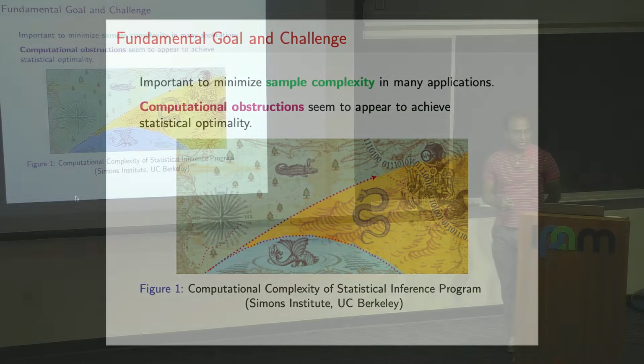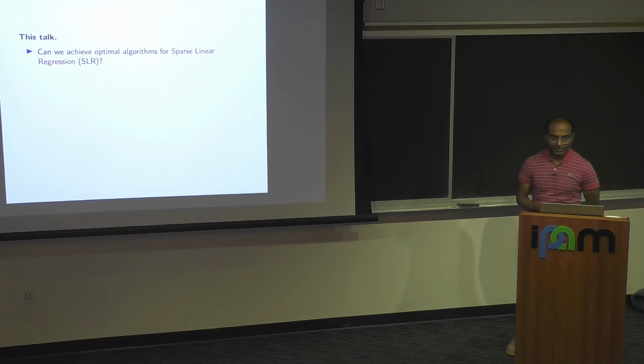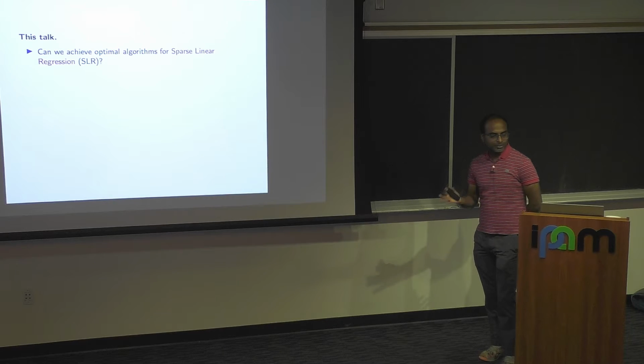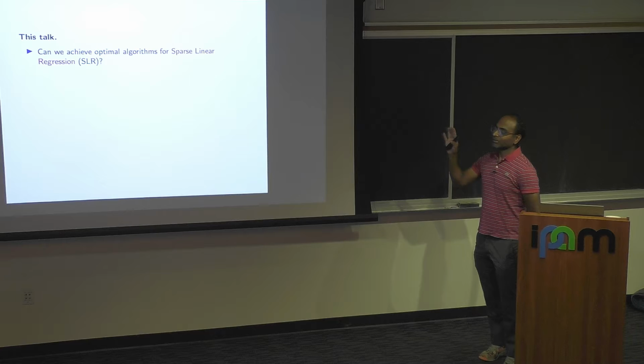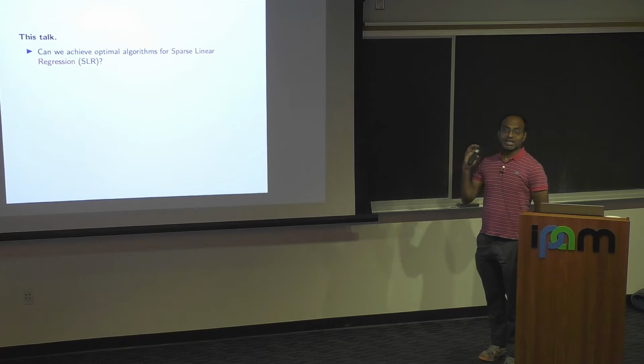And today I'll talk about such a scenario, for the problem of sparse linear regression. And here when I say optimal, always think of sample complexity. I'm willing to lose a lot in runtime, but not be inefficient. So it's okay to be quadratic, cubic, whatever. I'm not aiming for optimal runtime, but optimal sample complexity and efficient runtime.